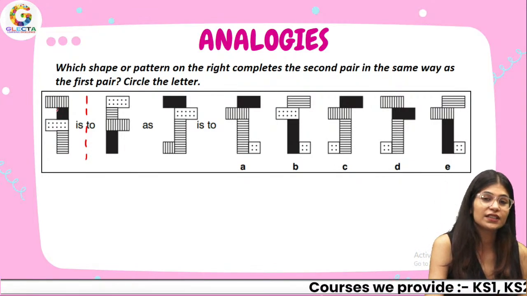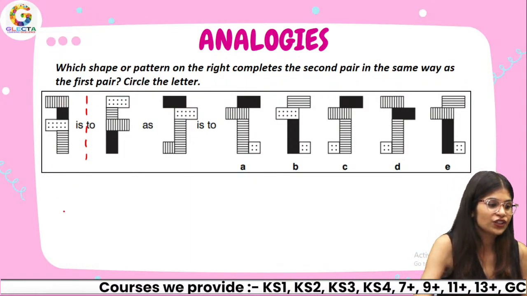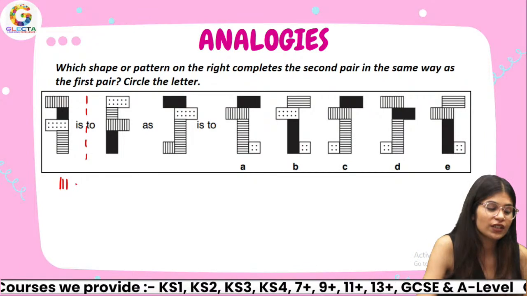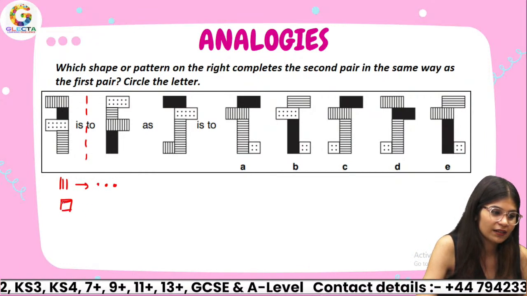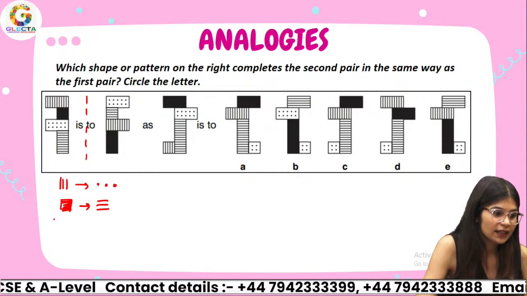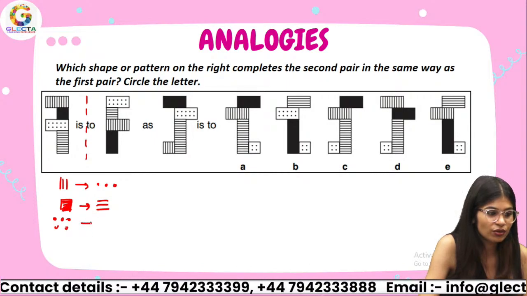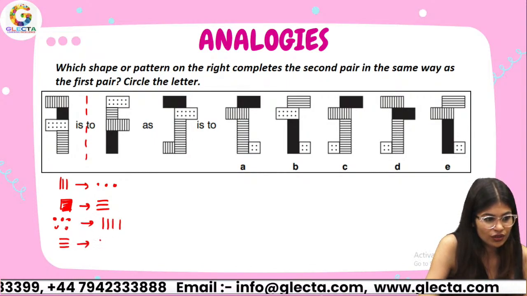So what you do is, you write it down. You see the top one changed from a vertical line to a dotted one. It changed from black to the vertical line, horizontal lines. Then the dot changed into vertical lines, and the horizontal lines changed into black.